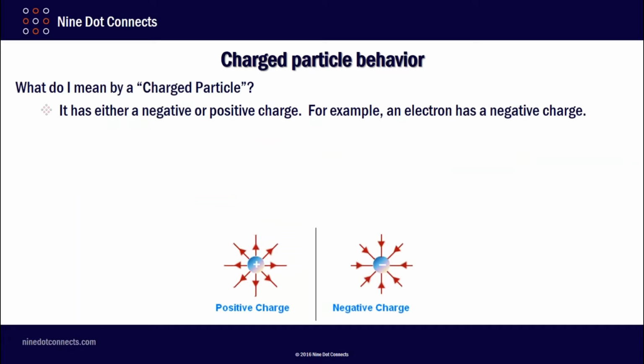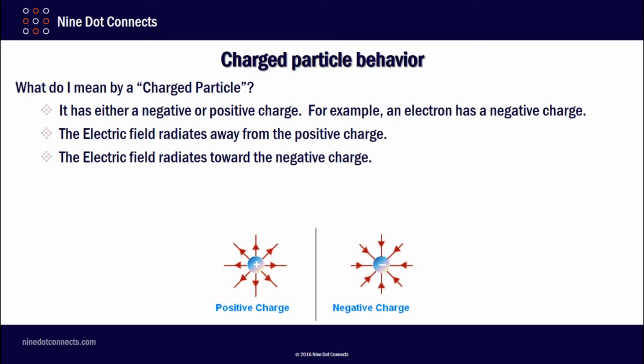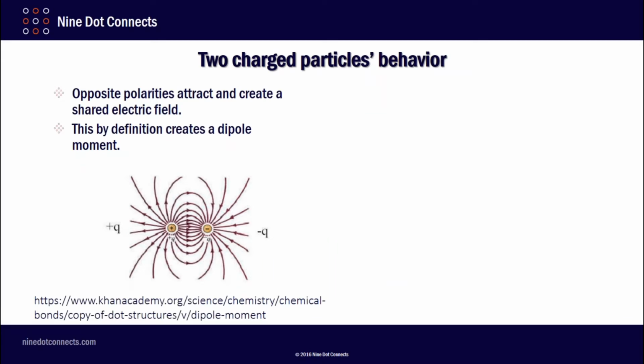So what do I mean by a charged particle? Well, a charged particle is either going to be negative or positive. For example, you all probably already know that an electron has a negative charge. The electric field is going to radiate away from a positive charge, and it's going to radiate toward a negative charge. Most of us already know that opposite polarities attract and will create a shared field. This, by definition, creates a dipole moment.